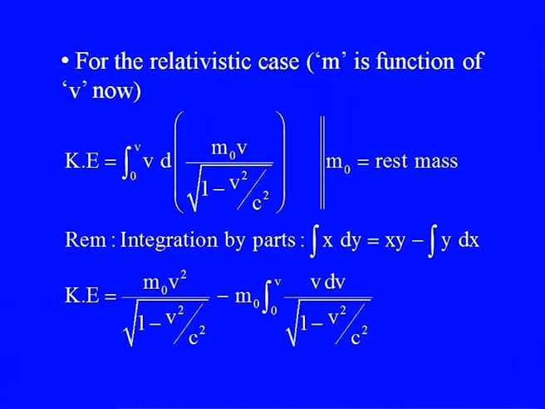Okay, so let's just do this integration and get the result. If you are interested in the algebra of it, I'm going to spend one or two more slides on it, just to show you some of the steps. So the integration that we're going to do is the one written at the bottom of your screen. That's the expression for the relativistic case when mass is a function of velocity. The kinetic energy happens to be m0 v square divided by the square root of 1 minus v square by c square, minus m0 times the integral of v dv divided by root over of 1 minus v square by c square.